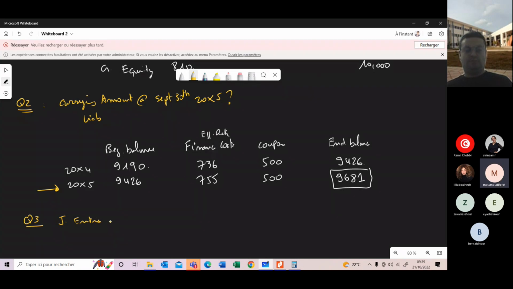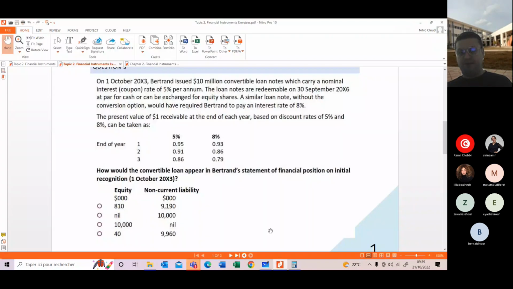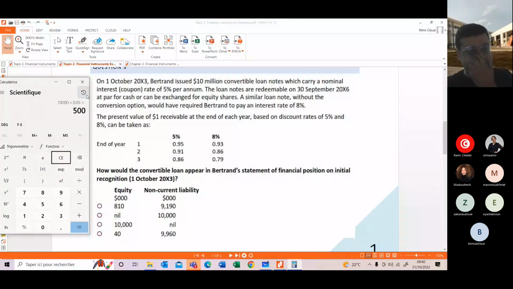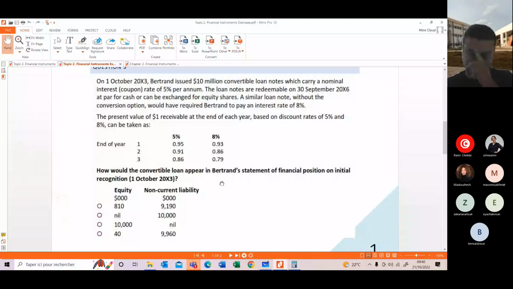Sir, how is the coupon 500? I'm sorry? The coupon, how it is computed to be 500? Yes. Okay, so what do you have? You have a loan, right? And the coupon rate is based on what? Based on the par value or the face value. The face value is 10 million. So 10 million times 5%. Make sense? Yes.